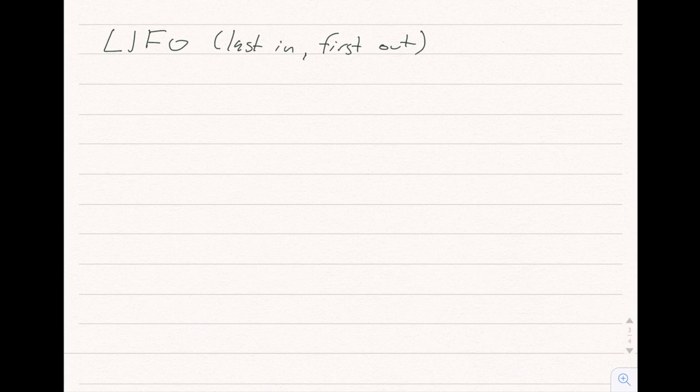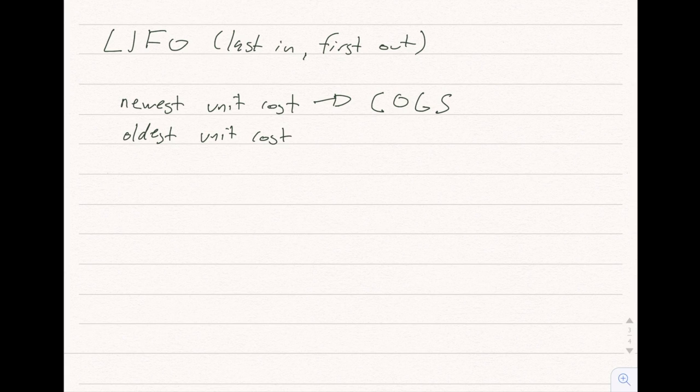And actually, I think I should write that down here. Yeah. So newest unit cost, that's going to be used to figure out your cost of goods sold, your COGS. Oldest unit cost is going to be used for your ending balance of inventory, right?